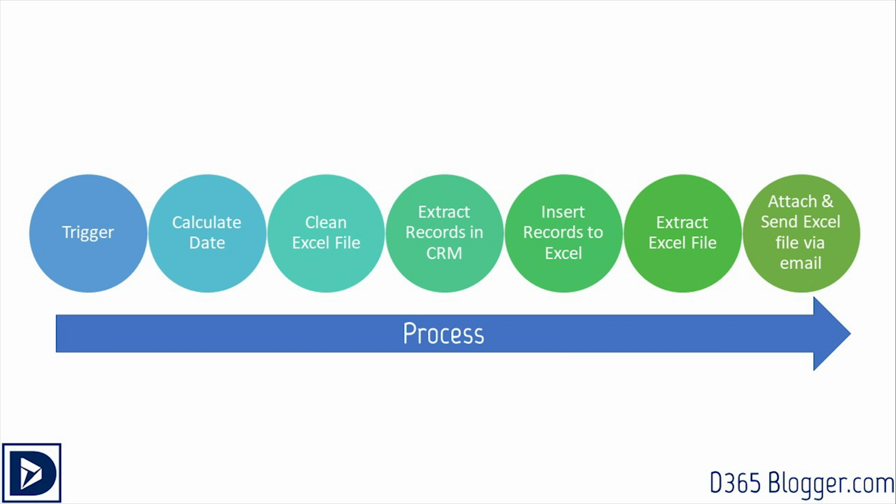Then I'm going to clean the Excel file of any data that has been saved from the previous execution. Next, I'll be extracting the records in CRM. I'll be inserting the records into Excel once I have extracted them. Then I'm going to extract the Excel file where I have stored the data. And in the last step, I will be attaching that Excel file that I extracted in the previous step to an email record. So let's go to Microsoft Flow and have a look at how things are built over there.